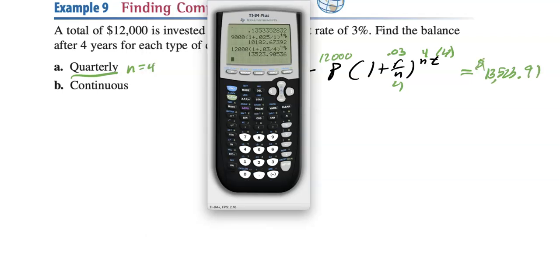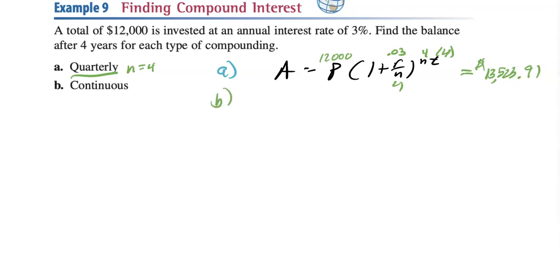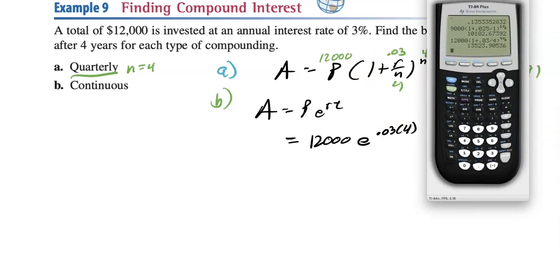So that's compounded quarterly. Now let's do it continuously. The formula's a lot simpler: A equals P e to the rt. We're just going to plug in our initial 12,000, e, and then the rate, sorry, my mistake, 0.03 times 4 years. R is rate. And we put that into our calculator. That one I'll show you because that's a new one. So 12,000, and then the e button right here, and then 0.03 times 4. So we get 13,529.